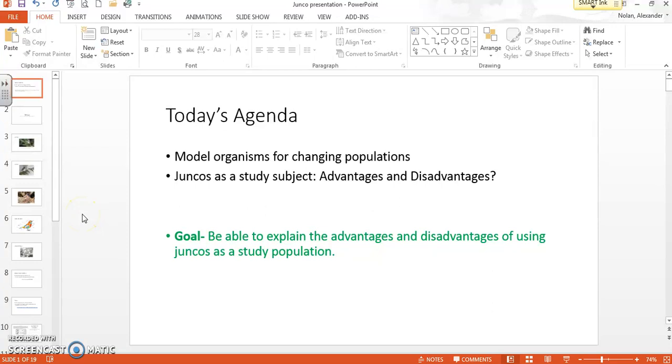During the screencast, I am going to ask you to pause a few times and to refer to some documents that are linked to my website, and also have you watch a video that's linked in the information section of this screencast and also is linked on my website. So you might have to pause this a few times and move around in order to really get the fullest out of this screencast. But our main goal today is really to be able to explain the advantages and disadvantages of using Juncos as a study population. That's really our goal here. What's good about them, what's maybe not so great about them.